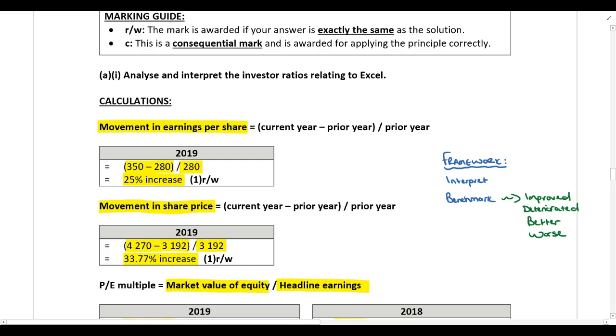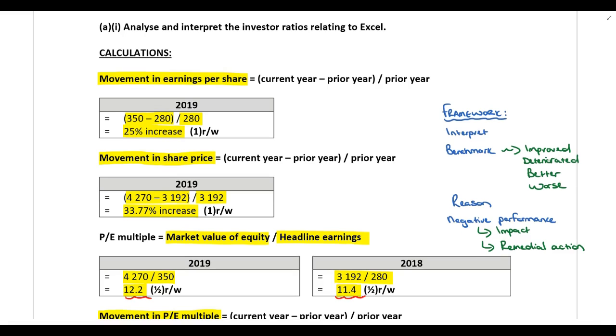Then, after comparing to a benchmark, if possible, you try and provide a reason. And then finally, if we have negative performance, you are then going to discuss the impact of that negative performance and, if possible, provide remedial action. So how can that negative performance be improved or corrected? All right, so that framework will help you with your discussion.